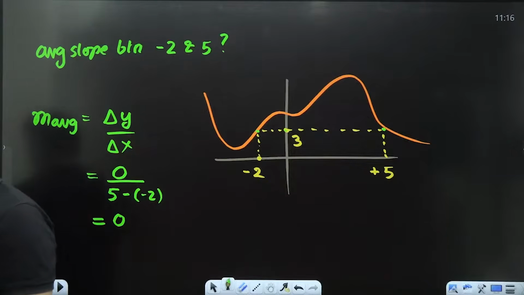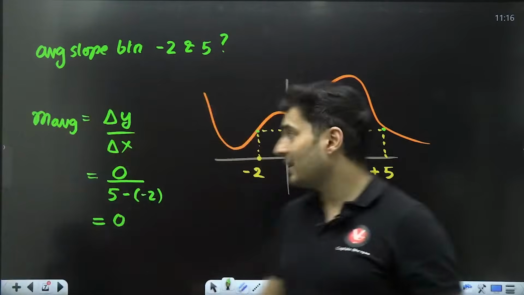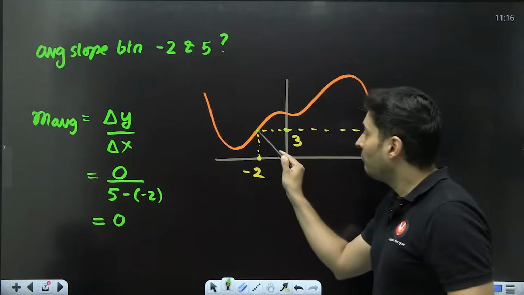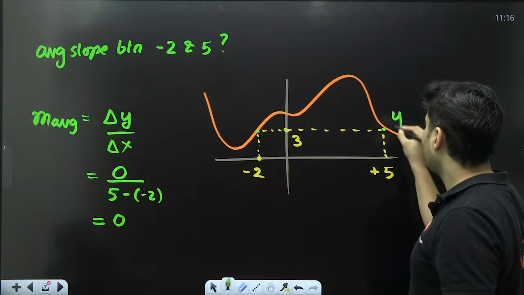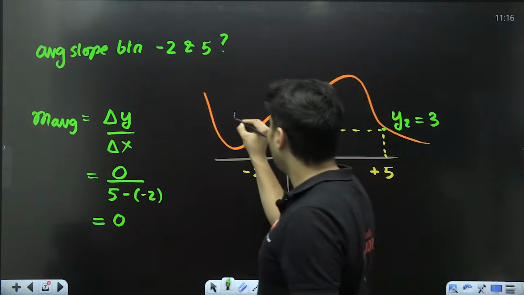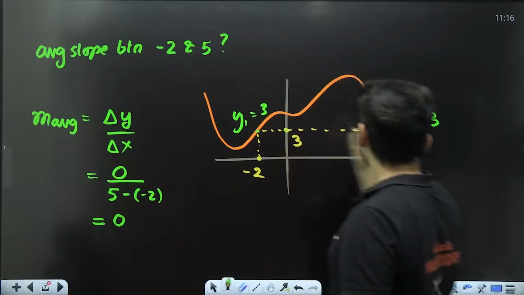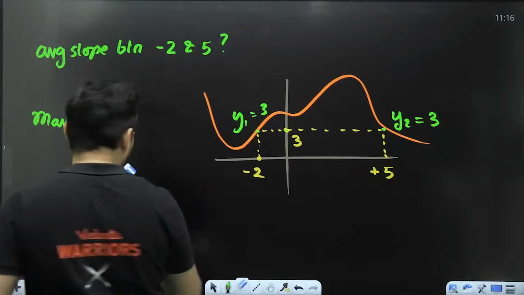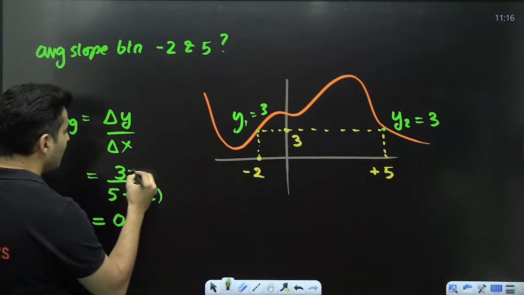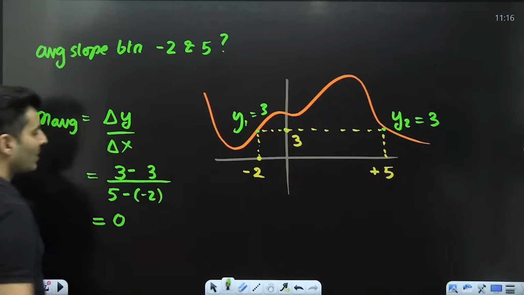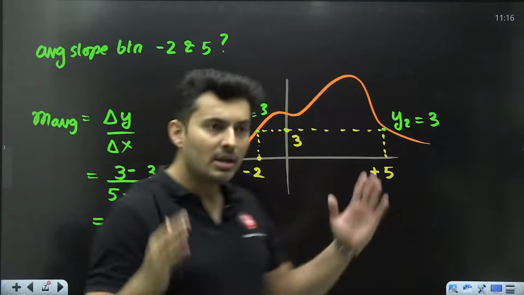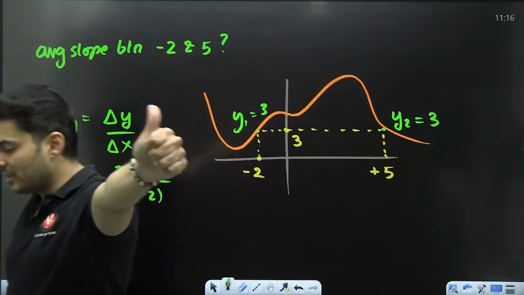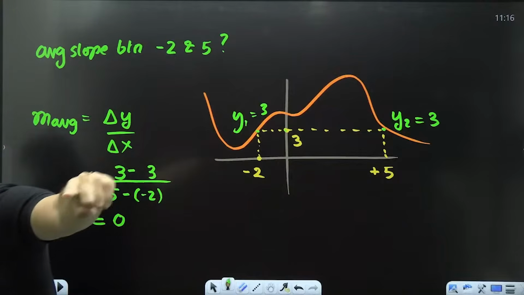Everyone with me? Is this clear? A lot of people make a mistake. They say the answer is 3 by 7. That is wrong. Understand, y2 and y1 both are the same. Here y2 is basically 3. Here y1 is also basically 3. So 3 minus 3 is a big fat 0. Clear? Understood the concept of average slope? So many mistakes you could have made had you not attended this class.